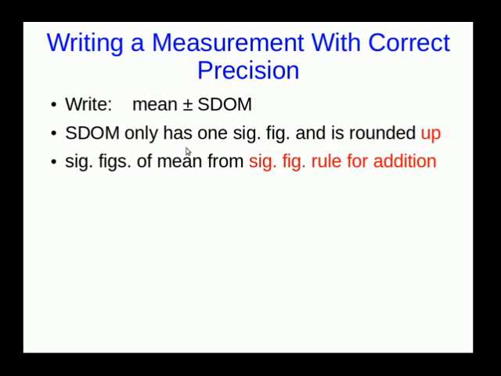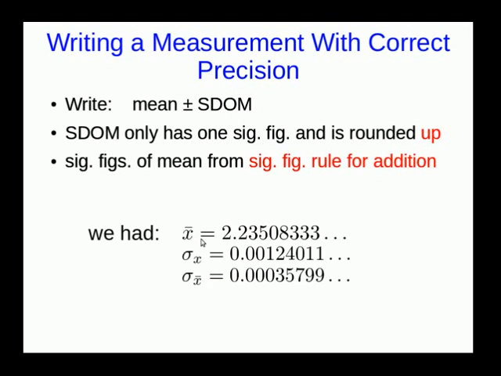And now finally we can write down our answer. So we write the mean, which is our best estimate, plus or minus the standard deviation of the mean, which is its uncertainty. The SDOM has only one sig fig. It's just no more reliable than that. And you always round it up just to be a little bit conservative about things. The sig figs of the mean now you have to determine from the significant figure rule for addition, right? Because the SDOM is telling you a digit that is the last digit that you really know much about.